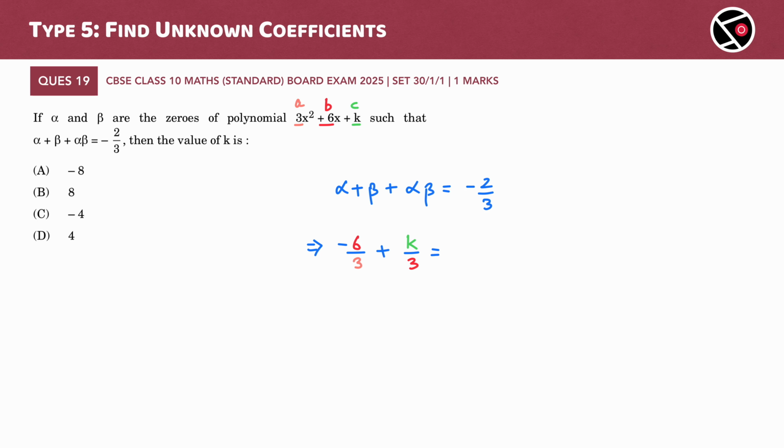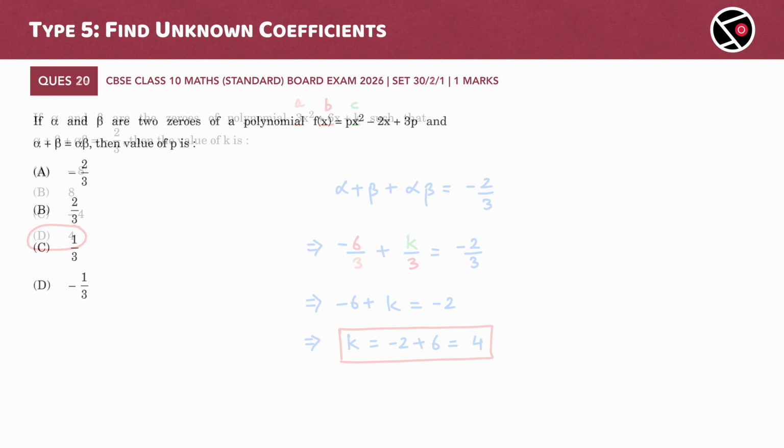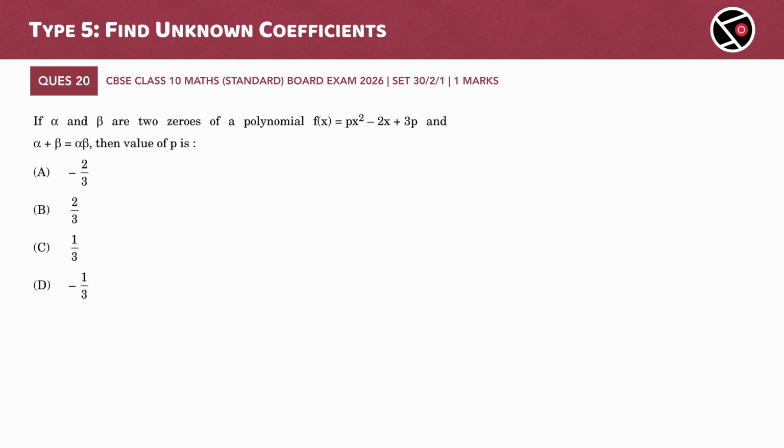This equals minus 2 over 3. Every term has a denominator of 3. So we multiply the equation by 3. Minus 6 plus k equals minus 2. K equals minus 2 plus 6 or 4. So the correct choice is option D. Let's move to the next question. This is quite similar to the previous one. Please give it a try.